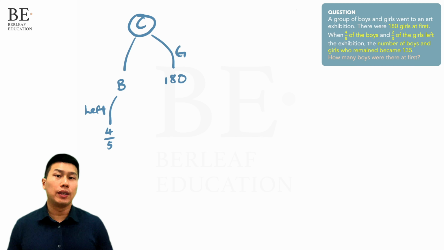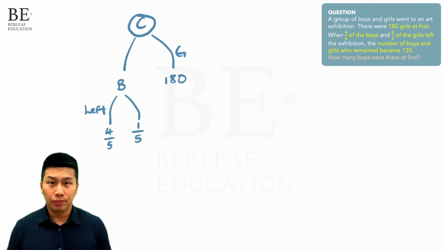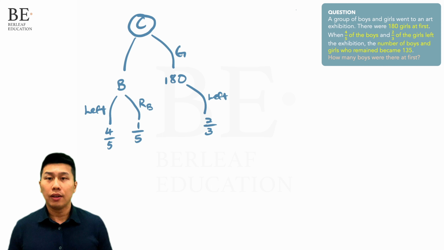As each branch of the diagram represents a part of the whole, since we don't have any more information about the boys, we will take one whole minus 4/5 to get the fraction of boys remaining at the exhibition. That would be 1/5. So we call this R sub B, which means remaining boys. We'll do the same for the girls, where we know that 2/3 of them left. So left, and there we go, 2/3. Okay, and therefore the girls remaining, which we call R sub G, would be 1/3.